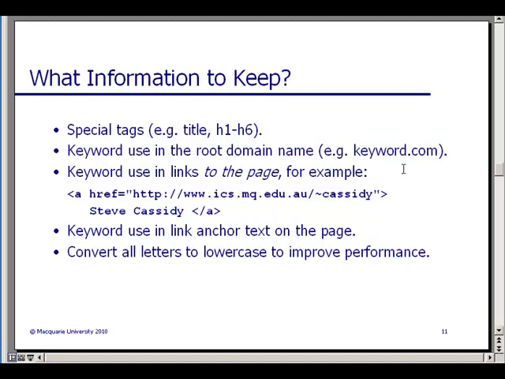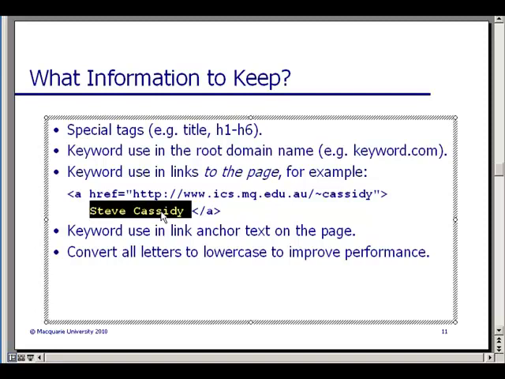Another important source is the link that points to a web page. Let's imagine I have a web page and I have a link to Steve's web page, and as an indexer indexes Steve's web page, we also look at the URLs that I'm using to point to Steve's web page. Then the indexer knows this web page is about Steve Cassidy. What is also important is the information in anchor text links within a web page.